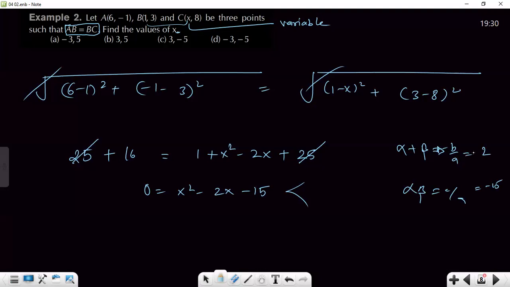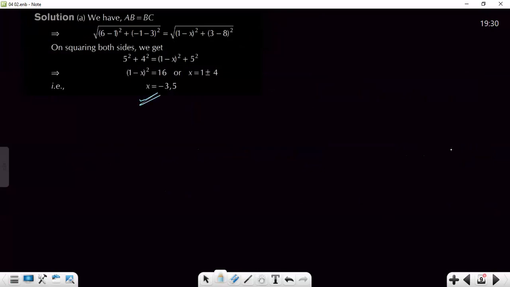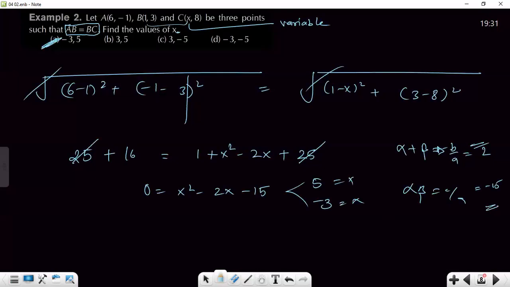So definitely there will be two numbers having opposite signs, and the negative number will be the smaller number. So 5 and 3 can be our answer, right? 5 and minus 3. The sum is plus 2 and the product is minus 15. So this is our answer: plus 5 and minus 3. Option number A should be the correct answer. Please observe. Yes, it is the correct one.